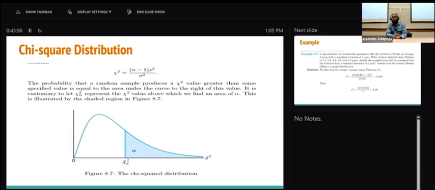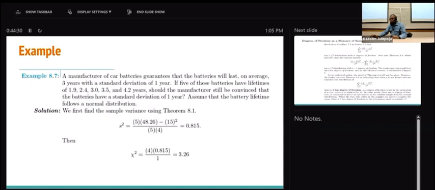So anytime you have the ratio of a sample variance divided by the population variance, multiplied by the degree of freedom, then the distribution is chi-square. I'm going to say that again. If I have the ratio of sample variance to population variance, multiplied by the degree of freedom, the distribution is going to be a chi-square. And this is a chi-square shape. Now, I will walk you through an example before I go.